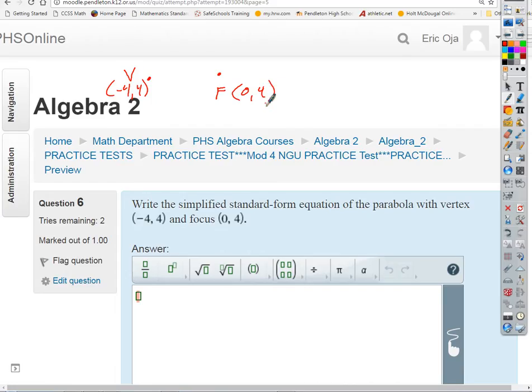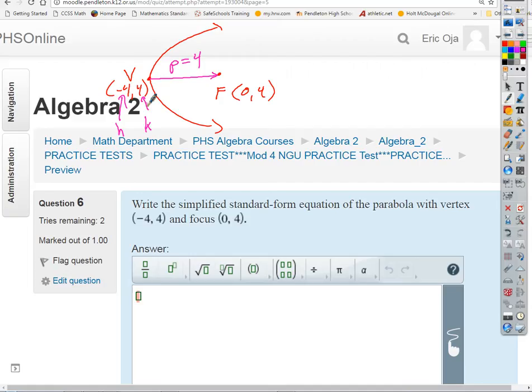Does this parabola open sideways or vertically? Sideways, because it's got to swallow the focus, right? The parabola always swallows the focus. Now, what's the value of p in this case? P is going from the vertex to the focus, so how far did I go? +4. Everybody see that?